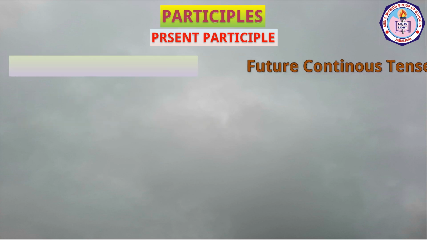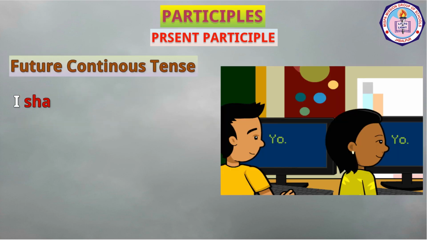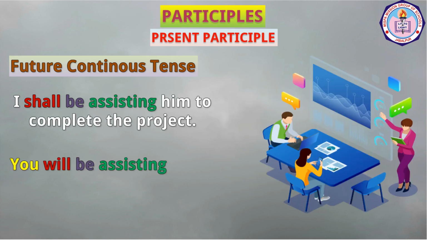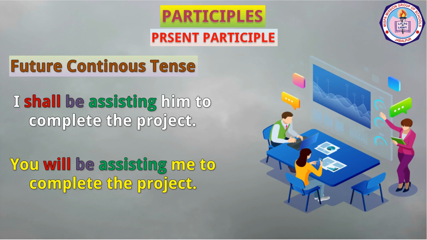Let us see two sentences in future continuous tense. I shall be assisting him to complete the project. You will be assisting me to complete the project. Here, the non-finite verb assisting is a present participle. It is not dependent on any subject, number, person or tense. The finite verb is shall and will. Be also is a non-finite.